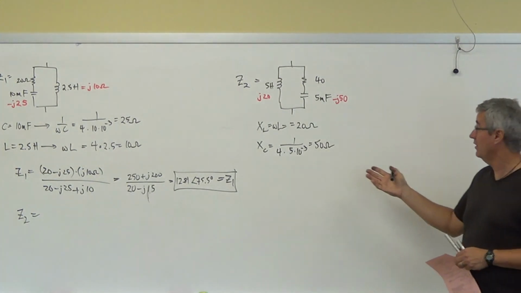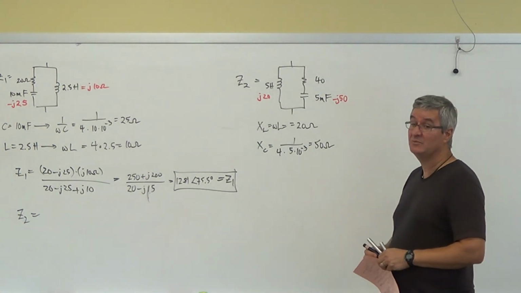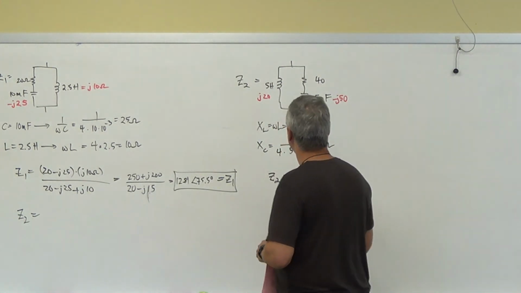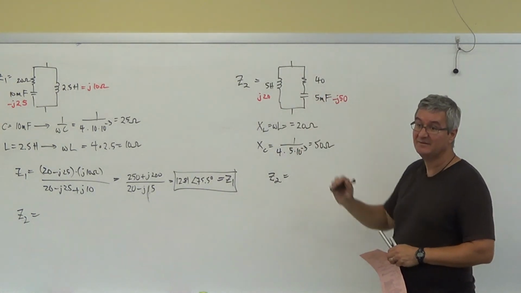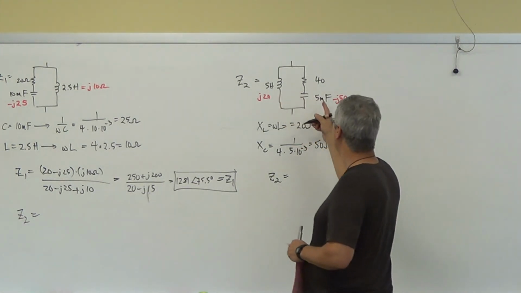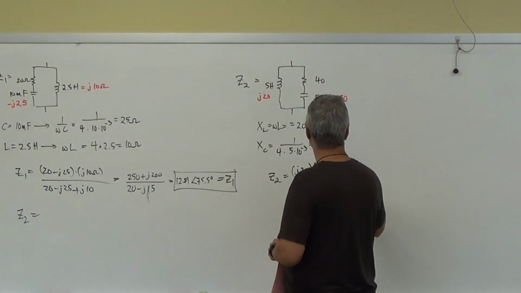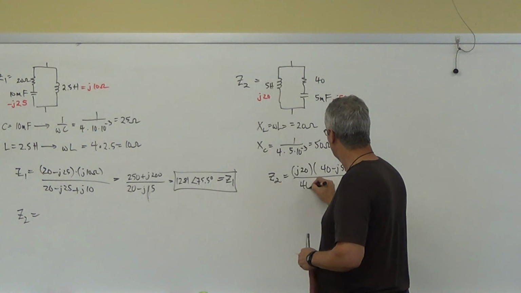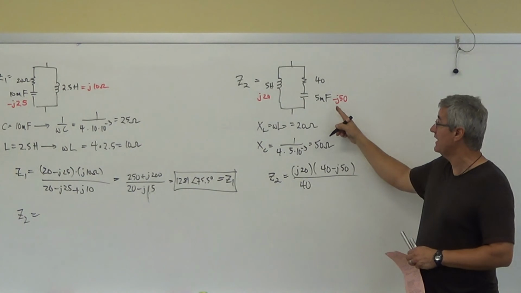Okay, so now, let me tell you what I would do with my calculator. I put it in rectangular form, complex form, right? I write Z2, here's what I would do. It's got to be what? This times this divided by the sum. So on paper I'd go this times this, so I'd go J20, and then I'd have 40 minus J50 divided by the sum. So the sum of these guys, look at that, that's got to be 40. And then look, I got to add these two. If that's negative 50, it's got to end up negative 30.